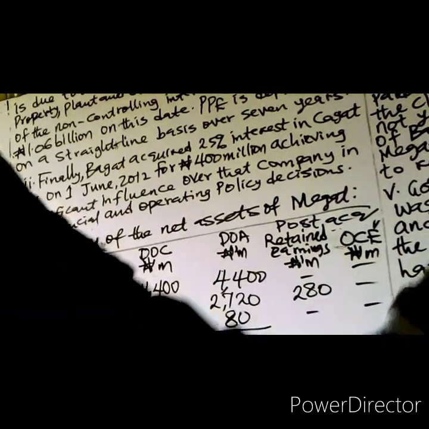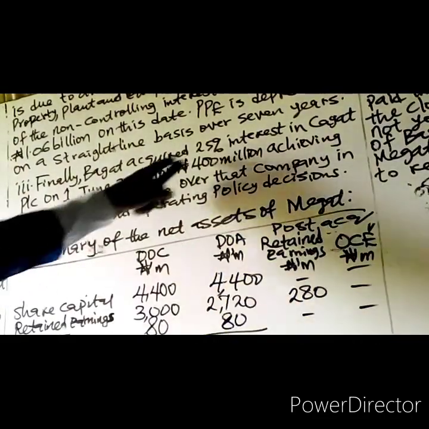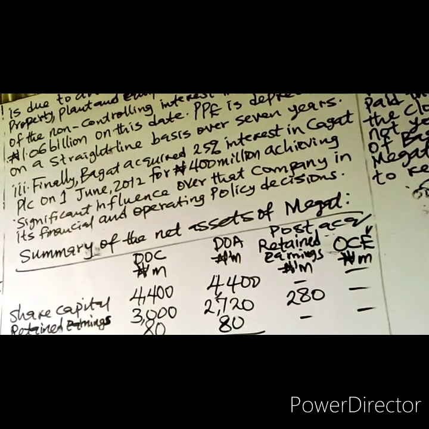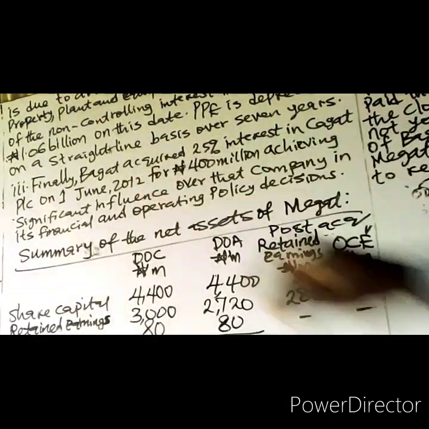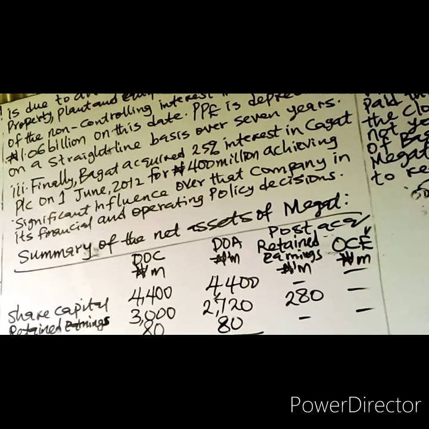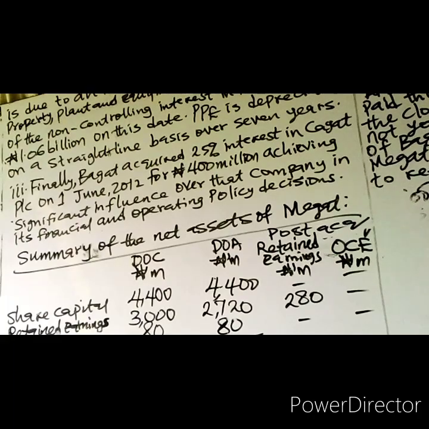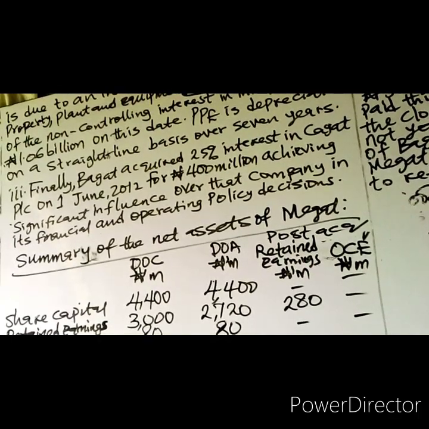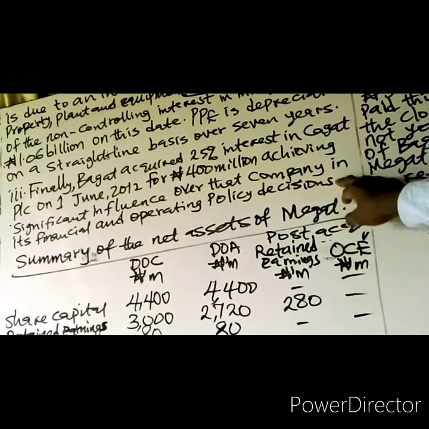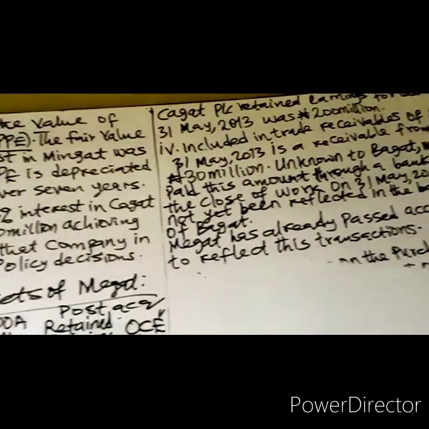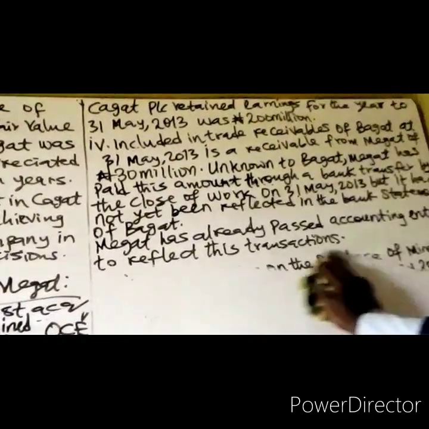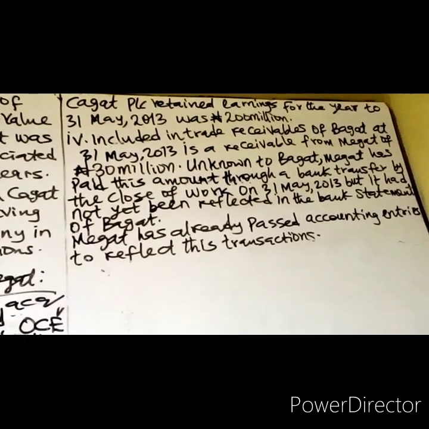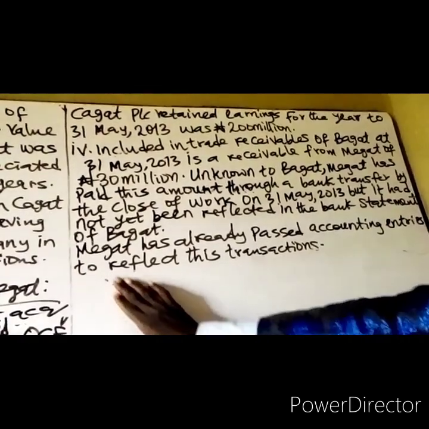So the next thing, from note 3, finally, you were told that Bagat acquired a 25% interest in Kagat PLC on 1st June 2012 for 400 million naira, achieving significant influence over that company in its financial and operating policy decisions. Kagat PLC's retained earnings for the year to 31st May 2013 was 200 million naira. So that is, let's have working 5.